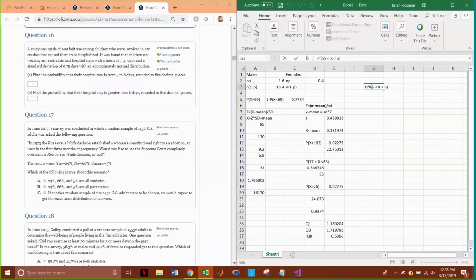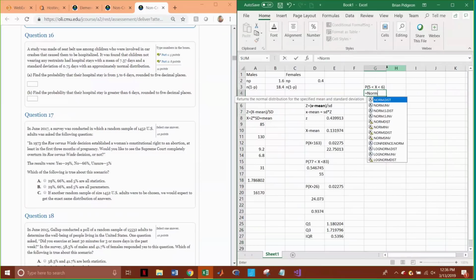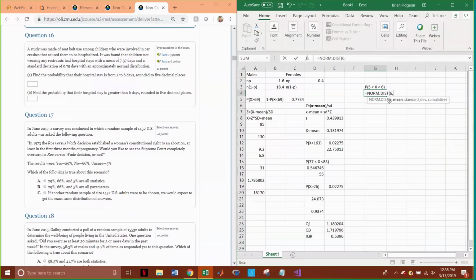I don't need to have that percentage. There we go. So because we're looking at this compound inequality, we need to do two norm diffs. So norm diff, the larger value of x, the mean is 7.37, the standard deviation is 0.75, and the cumulative is always 1. And then we're going to do it one more time. Norm diff minus norm diff, now we're going to do 5, 7.37, the standard deviation is 0.75, and the cumulative is 1.